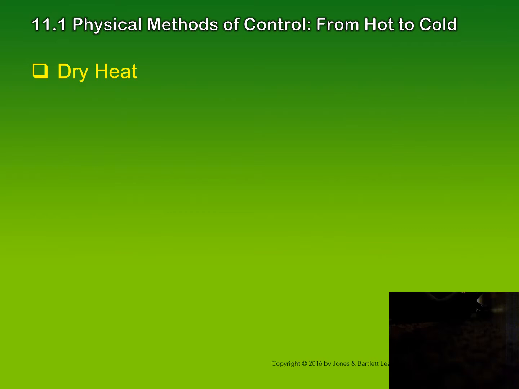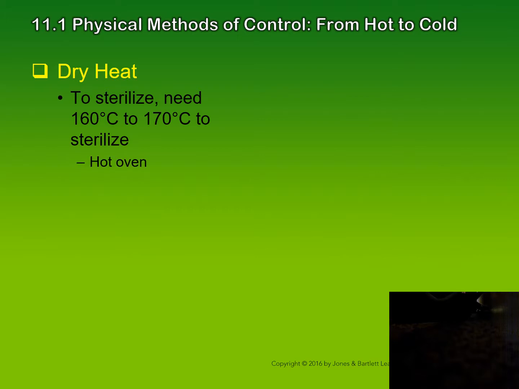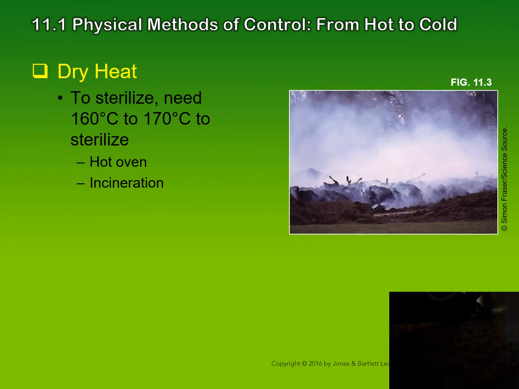Now, in dry heat methods, you need to get to between 160 to 170 degrees centigrade to be able to sterilize the material. And this is basically done in an oven. It can also be done by incineration. As we're working at the bench top, I'll be sterilizing an inoculating loop, or something that we use to manipulate the bacteria, by doing incineration in a Bunsen burner.